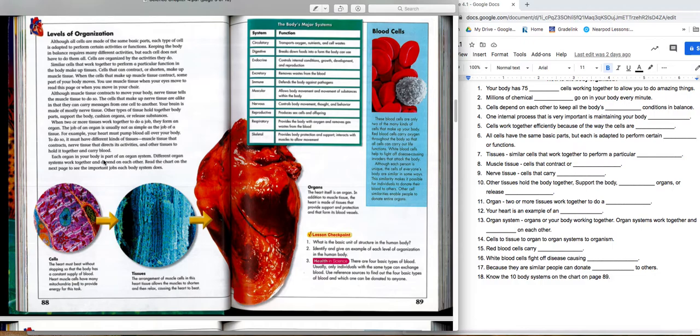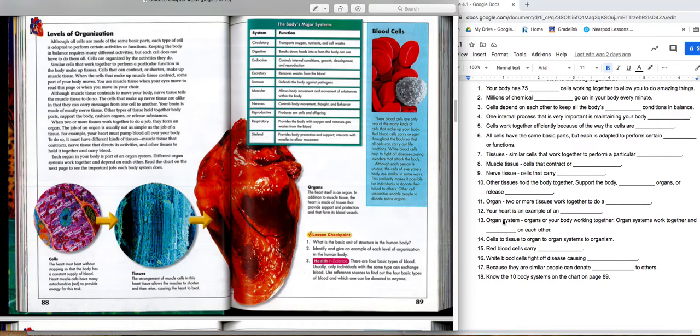Now, each organ in your body is part of an organ system. Different organ systems work together and depend on each other. Read the chart on the next page to see the important jobs each body system does. Okay, so put a bunch of organs together, you have an organ system. We're going to learn as we go through these organ systems that some of the organs can belong to more than one system.